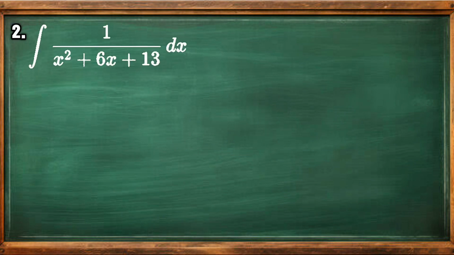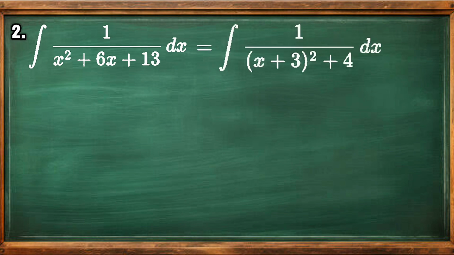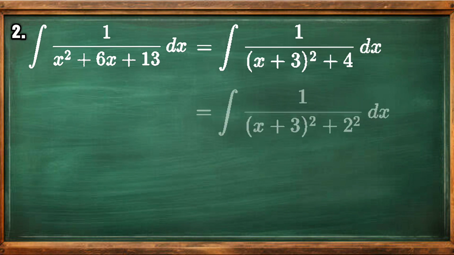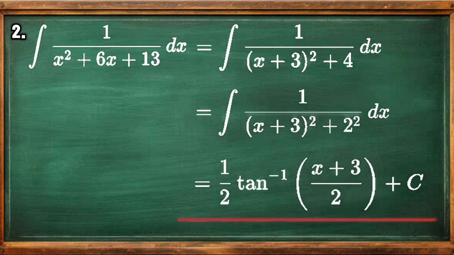To integrate the expression 1 over x squared plus 6x plus 13, we begin by completing the square in the denominator. Therefore, we rewrite x squared plus 6x plus 13 as the quantity (x plus 3) squared plus 4. Now, the integral becomes 1 over the quantity (x plus 3) squared plus 2 squared, which is a direct match for the inverse tangent formula. Therefore, our final result is 1/2 times the arctan of (x plus 3) over 2 plus c.